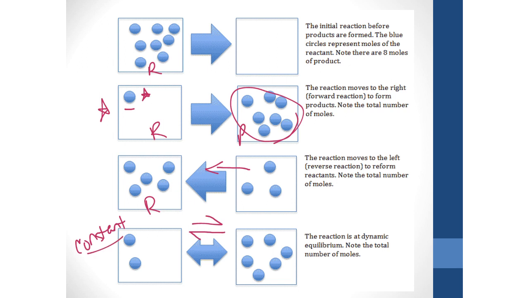So they don't achieve a constant amount right off the bat. It takes a little while for them to go back and forth, swing the rates back and forth until those rates are equal. And then once that happens, the number of particles or molecules of your reactants and your products will stay the same on either side of the reaction.